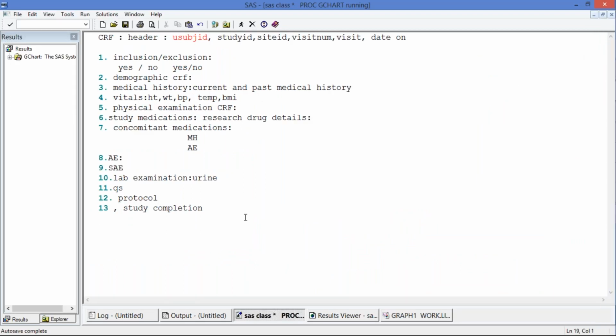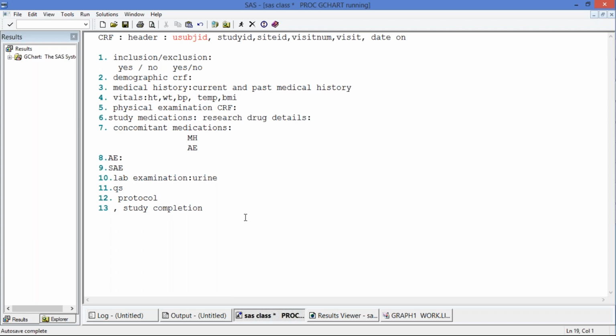So these are all the contents that you need to know: which CRF, what kind of data is to be collected, and the important fields. What is inclusion, exclusion? We'll have questions listed, and yes, no answers will be given. Demographics, you know. Medical history, you know. Vitals, you know the questions. General questions. Physical examination also, you know.